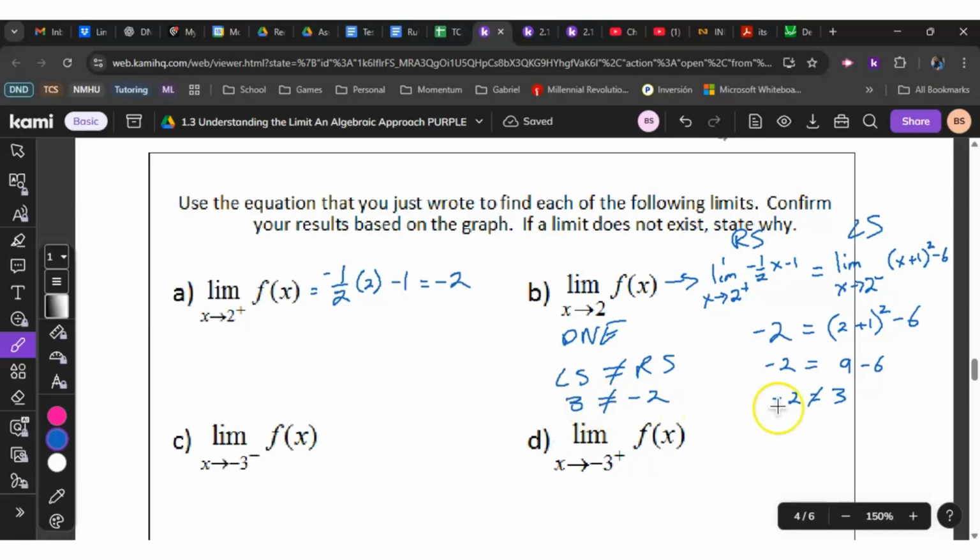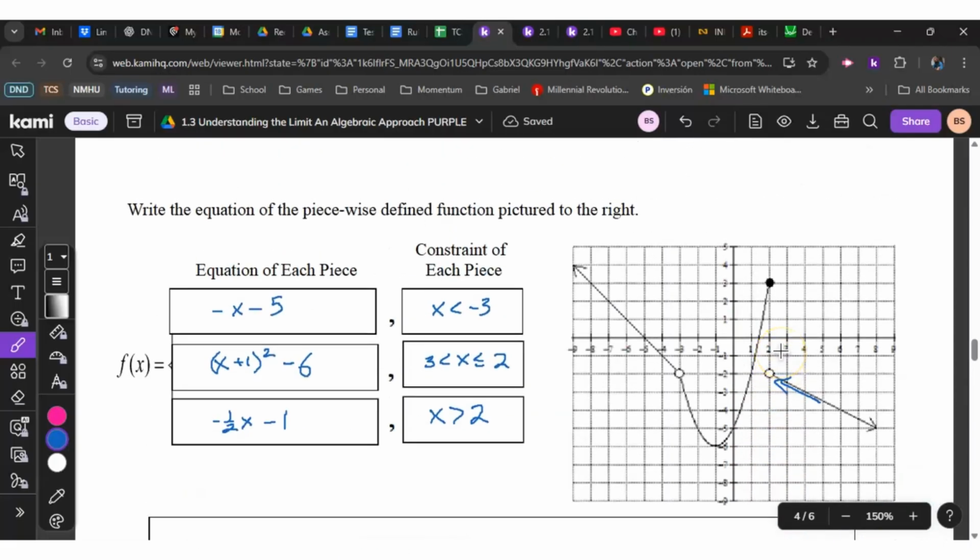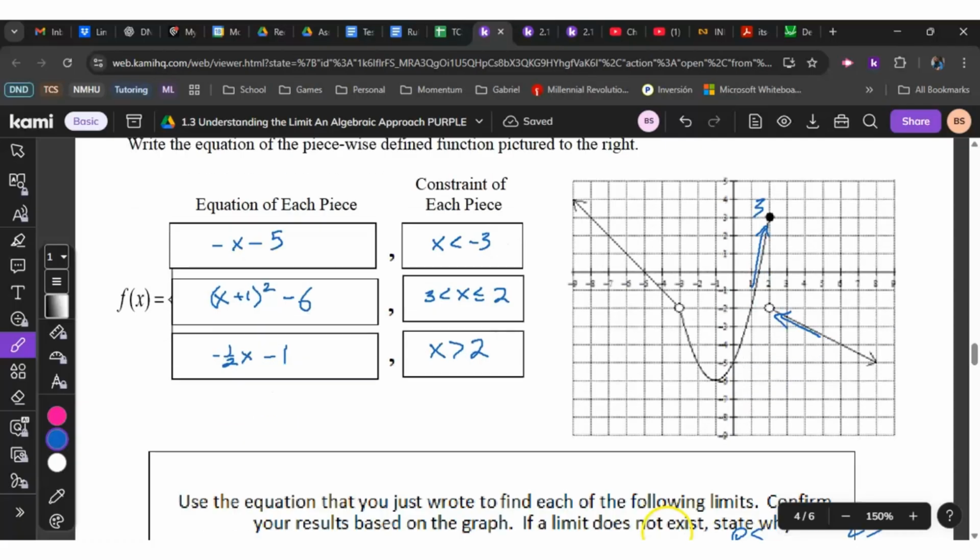Right? So I'm going to scroll up for a second. If you're not quite done, just bear with me. We already did that: from the right side we got -2, and from the left side we did indeed get to 3. So it doesn't exist.